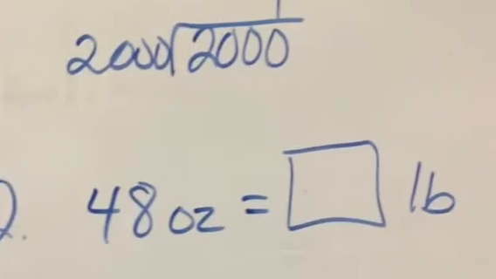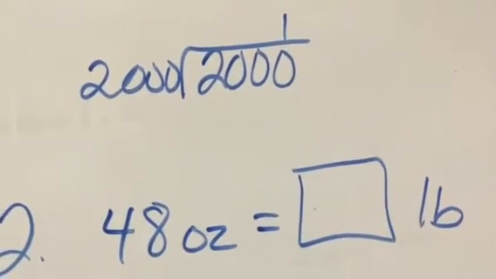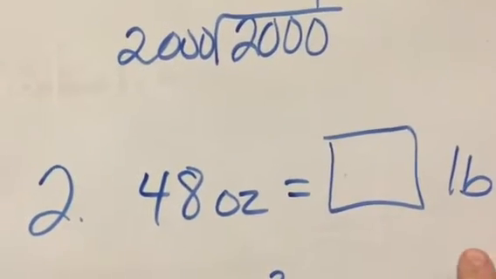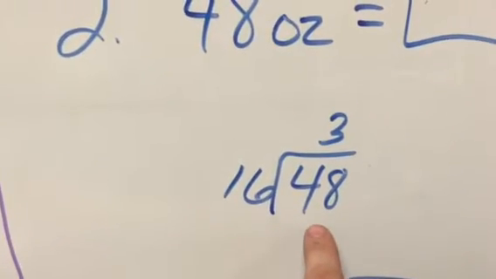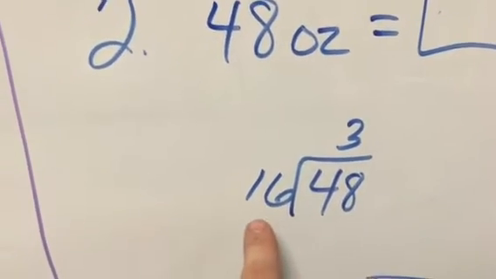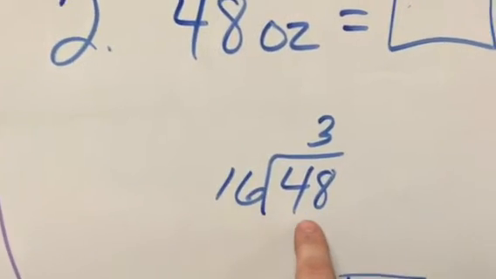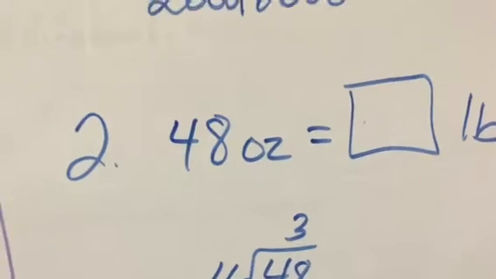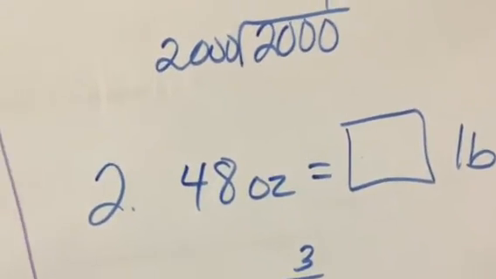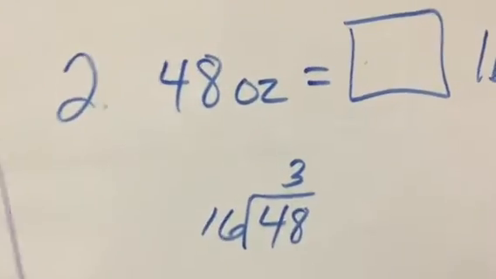48 ounces equals how many pounds? Again, I'm going from small to large, so I'm going to divide, and I have 48 ounces, and since there are 16 ounces in 1 pound, I divide 48 by 16, and I get 3. So there are 3 pounds in 48 ounces. And I want to skip down to number 5 because it's a little bit different.